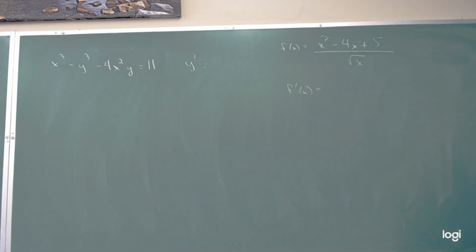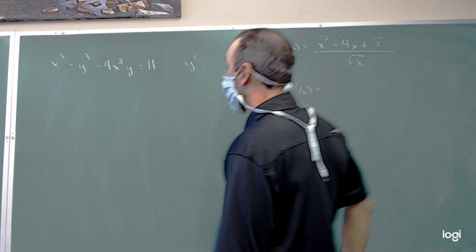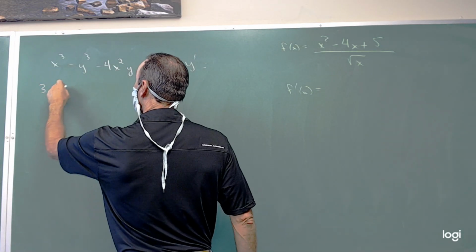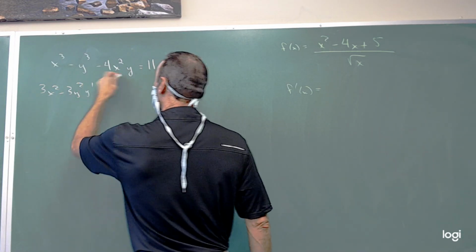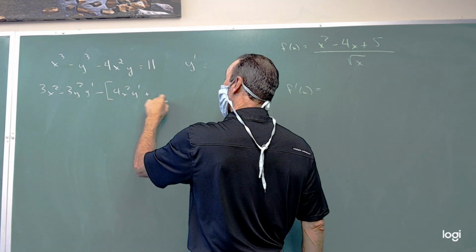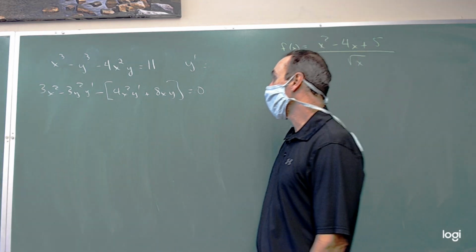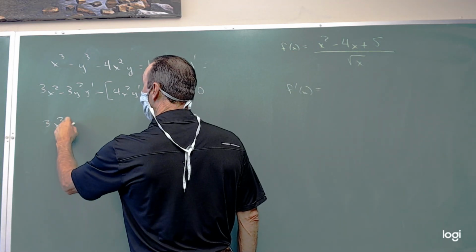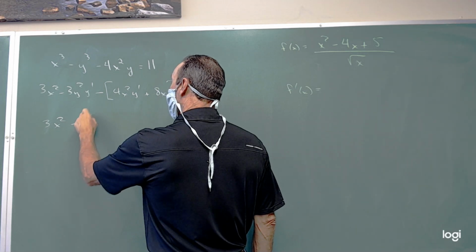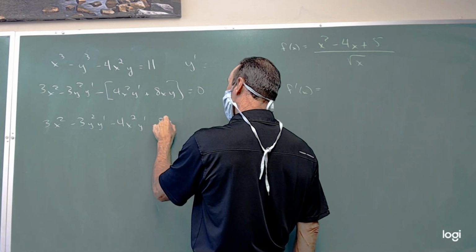Okay, I'm going to work this. These guys already got it, so I'm going to see if I can get their same answer. And then we're going to work on a practice problem for tomorrow's test. And the suggestion was don't use the quotient rule on this one. So here we're going to get 3x squared minus 3y squared y prime. This is going to be a product rule. So we have the first times the derivative of the second plus the second times the derivative of the first. And the derivative of 11 is 0. So that's going to be 3x squared minus 3y squared y prime minus 4x squared y prime minus 8xy equals 0.